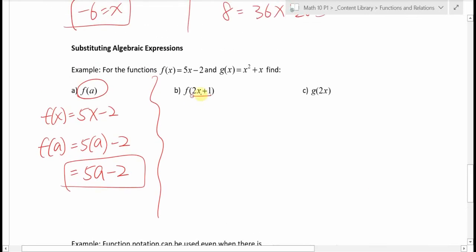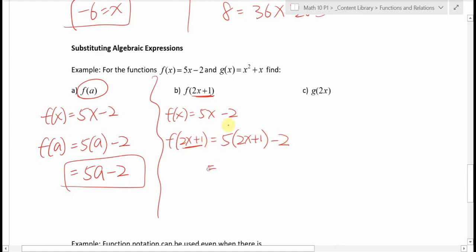We are substituting x with 2x plus 1 for the f function. So again, f of x is equal to 5x minus 2. Now we're looking for f of 2x plus 1. So every time I see x, I'm not going to write x anymore. I'm going to replace x with 2x plus 1. Again, I'm substituting 2x plus 1 into the x.